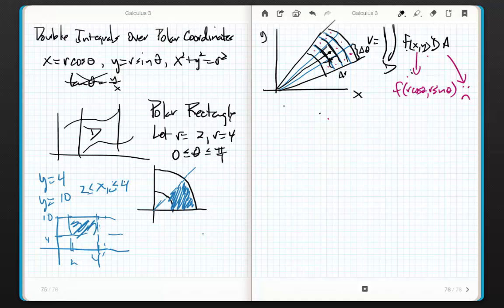All right, so let me write what this means. R sub i star, I promise I'm only going to do this to you guys once, is going to be 1/2 times r sub i minus 1 plus r sub i. In other words, I'm taking the average of the radii as I go out. Theta j star is going to equal the same thing: 1/2 times theta j minus 1 plus theta j.